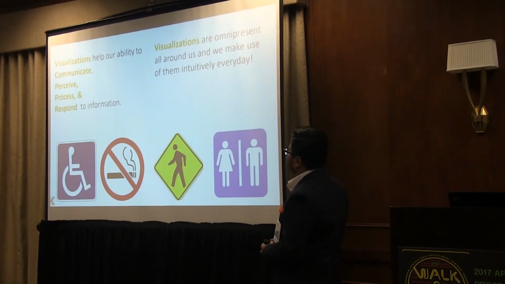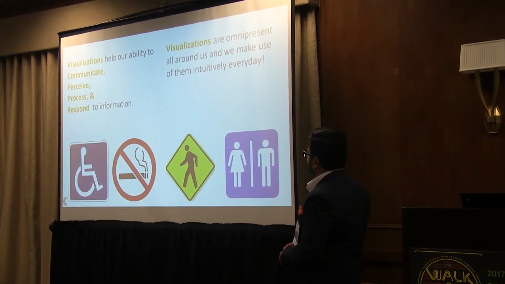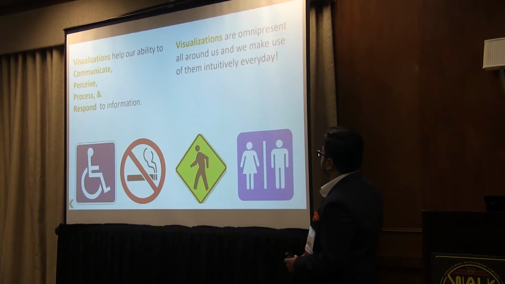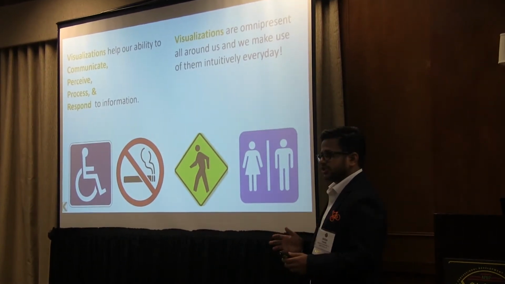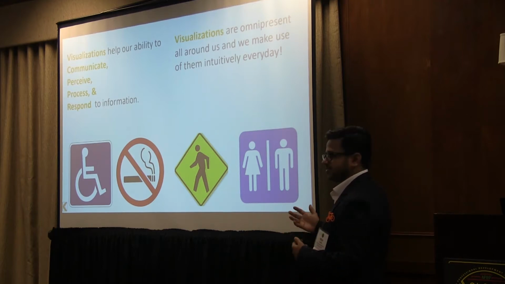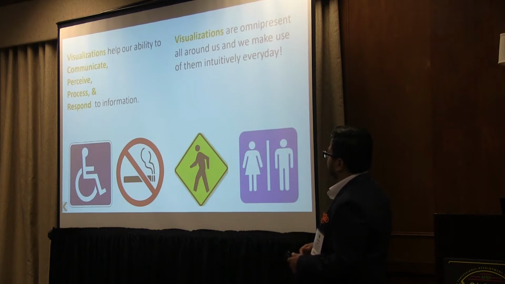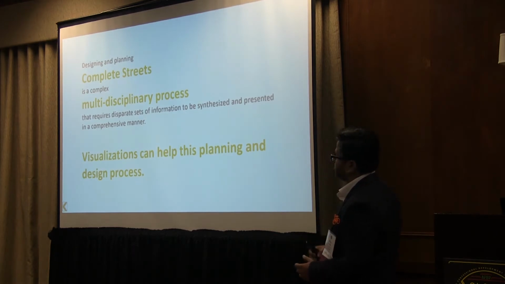When we talk about visualizations, it's really information that is presented graphically, and when we look at these icons or logos, they're all around us, and they communicate information that we easily understand and respond to. We don't think about them that much, but they're almost like graphics. And it really helps in easier communication for a wide variety of people. So how do they relate to complete streets?